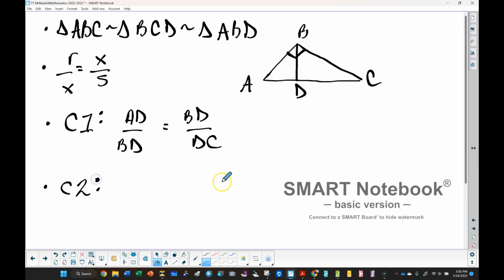And corollary 2. Let's discuss this one. For corollary 1, we have a relationship between this segment and this segment. For corollary 2, we're going to have a relationship between A and C, and A and D. So A and C, A and D. And the question is, who's the geometric mean? In this case, we've got AC, AD, and it's going to be this one right here, AB.